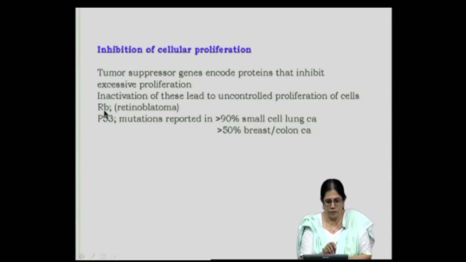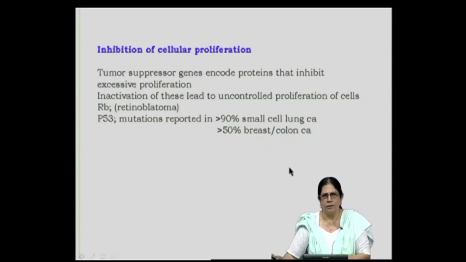Inactivation or mutations in any one of these would cause such cells to lose control of cellular proliferation, leading to unchecked proliferation. RB is involved in the establishment of retinoblastoma, and in fact, the gene was named RB because it was first isolated from retinoblastoma. P53 mutations have been reported in more than 90% of small cell lung carcinoma and more than 50% of breast and colon cancer, and of course, in several other carcinomas.